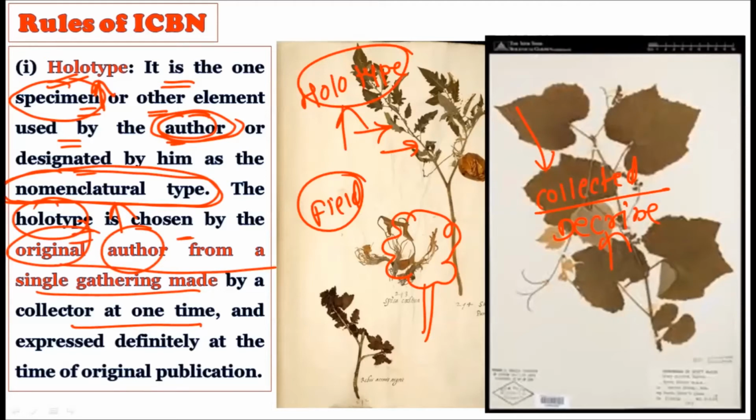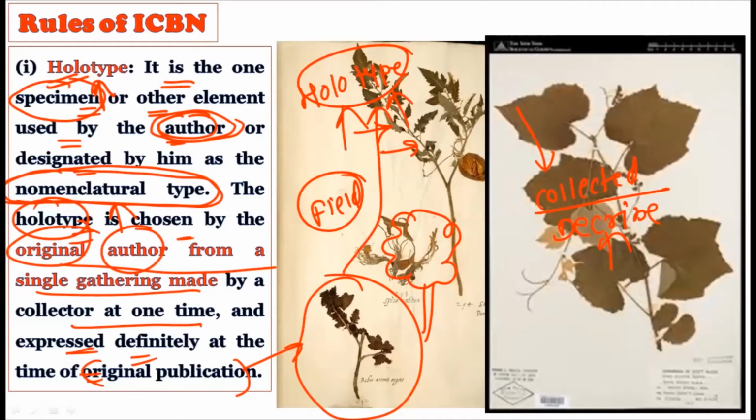See, it is very easy to understand what a holotype is. Holotype is nothing but the original plant material collected by the original author. If it is described for the first time, then such a material is called the holotype, and it is expressed definitely at the time of the original publication. So whatever plant material is used at the original publication is called the holotype, and by using this holotype, the nomenclature has been given.